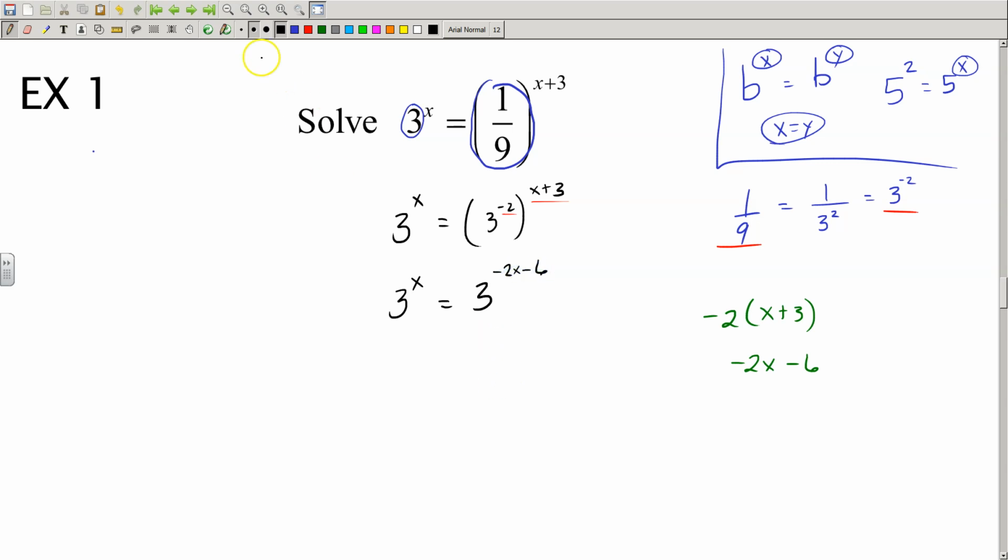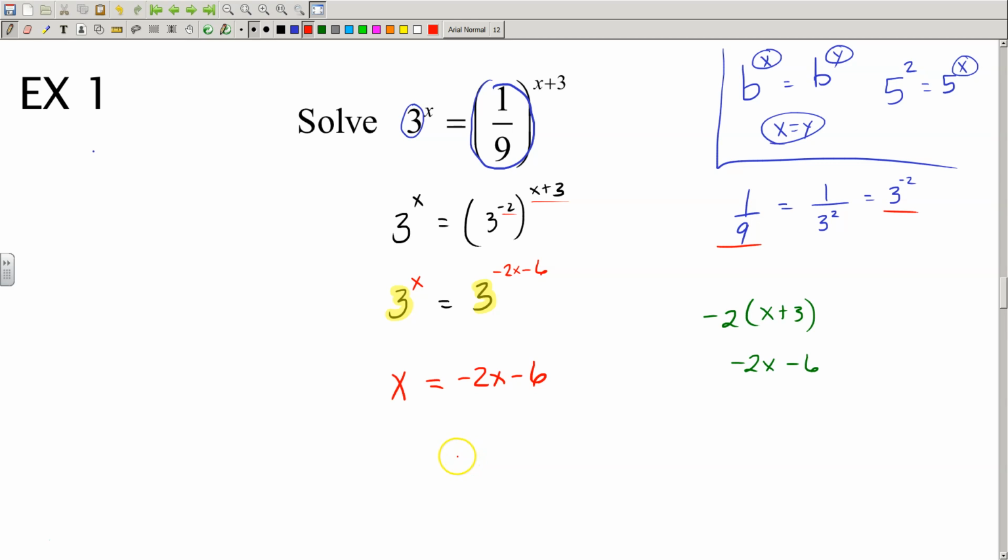So now this is the situation where I have the base is the same on the left and right hand side. So since the base is the same on the left and the right hand side, I can set the exponents equal to one another. So I'll put those in red, and that has to mean that x, I'm just going to ditch the bases here, x has to be the same thing as -2x minus 6. They have to be equal.